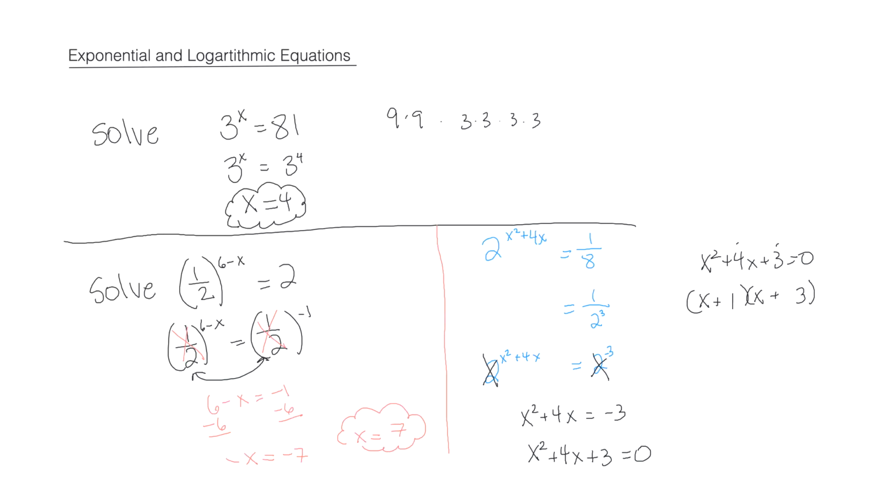Now I set each of those parts equal to 0. X plus 1 equals 0. One of the answers is -1. How do I know I have more than one answer? Because the exponent tells me how many answers I'm going to have. X plus 3 equals 0. X equals -3. So one of my answers is -3, and one is -1.